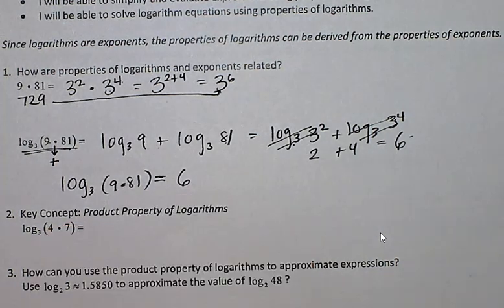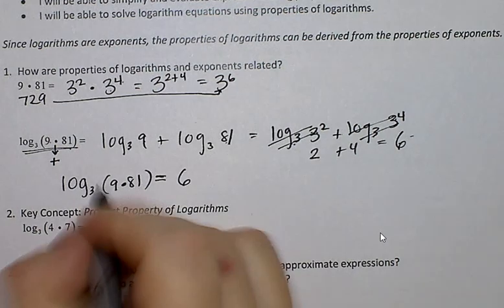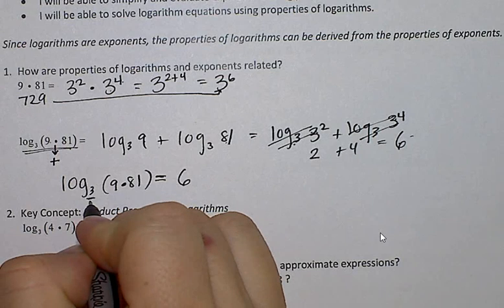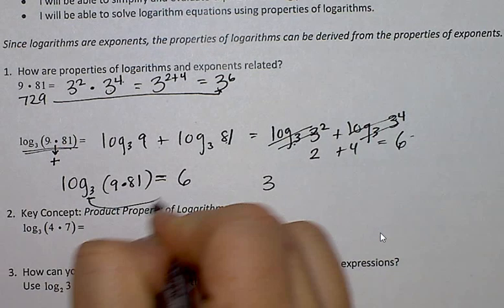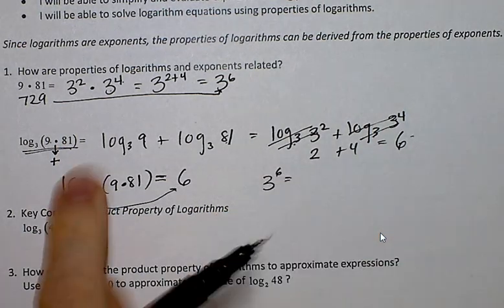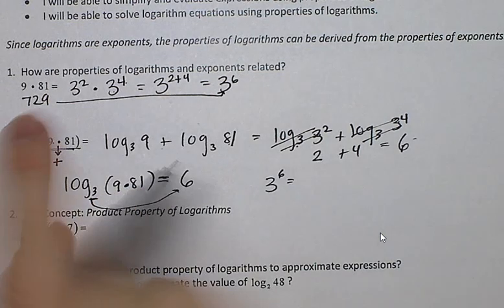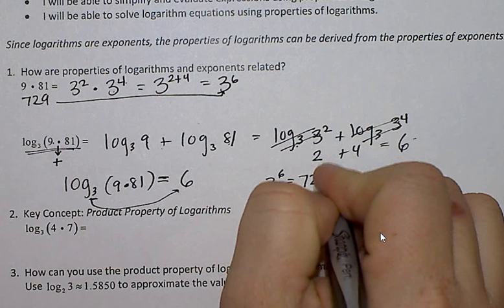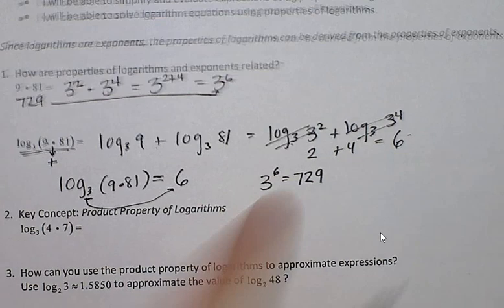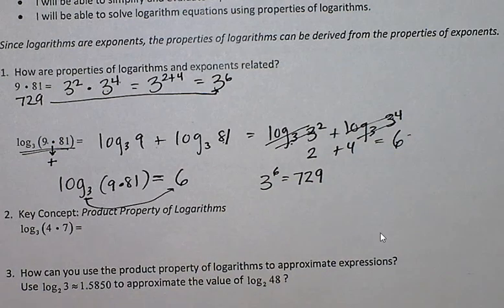So here's what I'd like you to do. Think of this in terms of disco, unless disco doesn't make sense to you. If it doesn't make sense to you, remember we start with this bottom number of 3. We push up the 6, and we set it equal to 9 times 81. I've already told you that 9 times 81 is 729. Take 3 to the 6, see if it's equal to 729. Yes or no? Okay, so this is how it relates. Here's how the properties of logarithms and exponents relate.